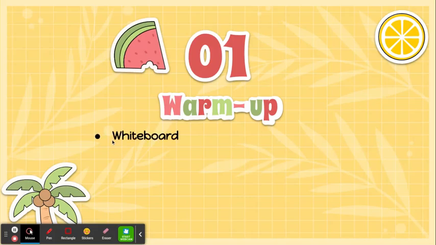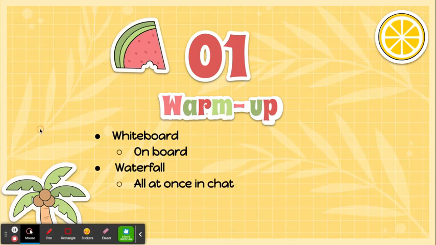And for the warm up, there's a few different ways that I go through the warm up. One is on the whiteboard. So I'll just put up the question on the board and I'll give them think time. Next is the waterfall. I just started using this last year. And what it is, I give the students a set amount of time to think about the answer that's up on the screen. And then I say go, and I have a message board up, and it's like a waterfall. All of them put the message in the chat at once.